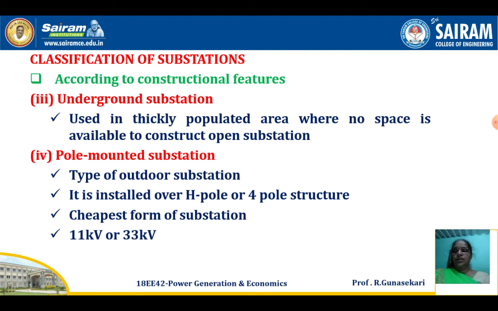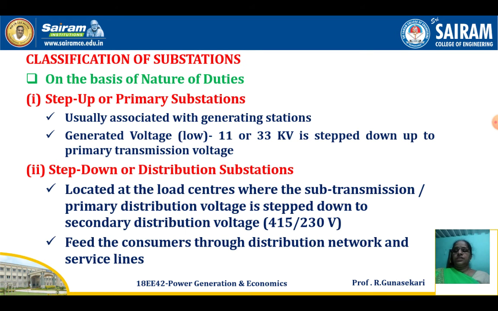we have to install. Pole mounted substation. This is one of the types of outdoor substation only. The pole mounted substation is installed over an H pole, that is a 4-pole structure. This is the cheapest substation. 11 kV or 33 kV is the voltage used in the pole mounted substation.